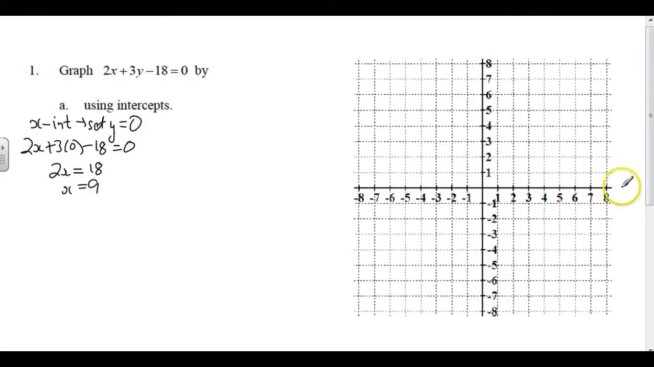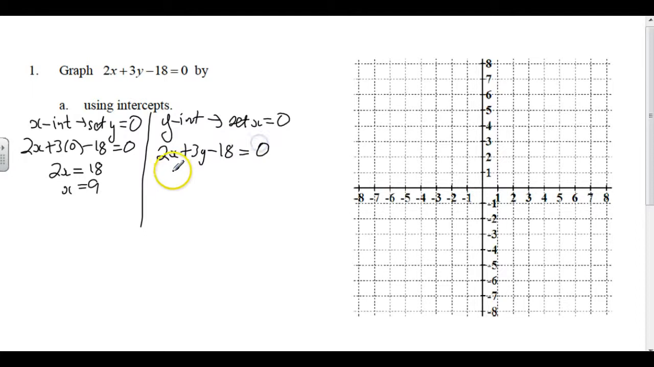Wow, it's like we don't have 9 on here. All right, we'll deal with it. To get the y-intercept, we set x equal to 0. So 2x plus 3y minus 18 equals 0. That's our formula, right? 2 times 0 plus 3y minus 18 equals 0. And you can shorten this if you like. 3y equals 18. y is equal to 6. So we have y is 6. We have x is 9.